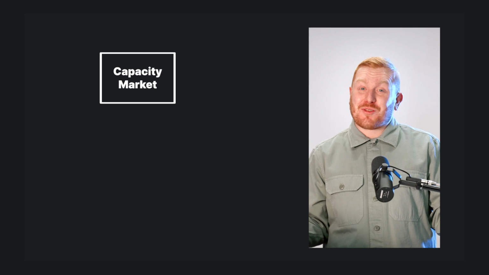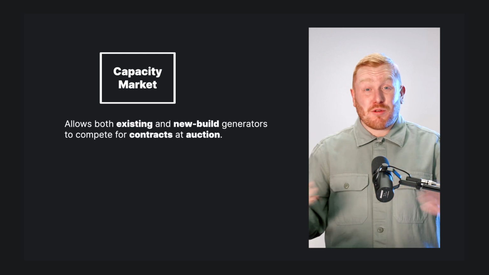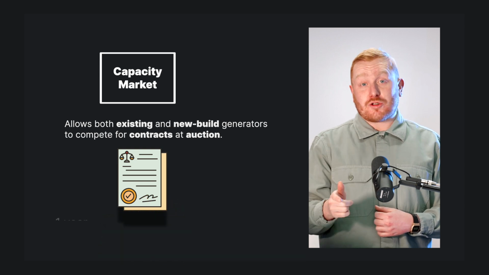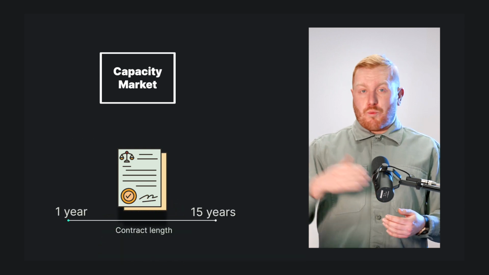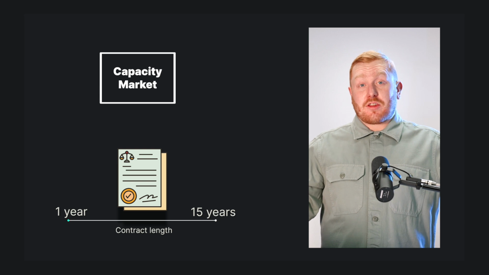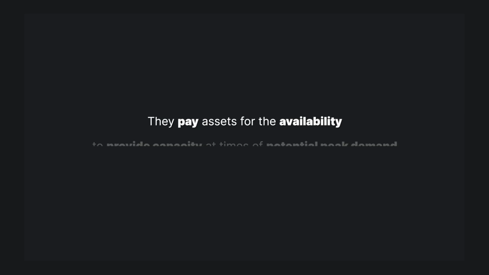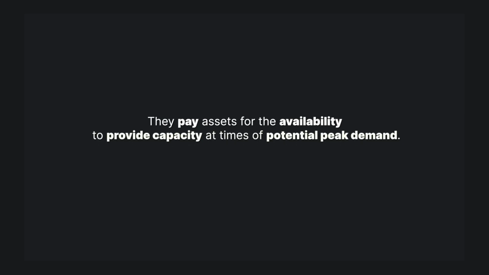In simple terms, the capacity market allows both existing and new build generators to compete for contracts at auction. These contracts are between 1 and 15 years long. They pay assets not for the electricity that they deliver, but for the availability to provide capacity at times of potential peak demand, usually in winter.